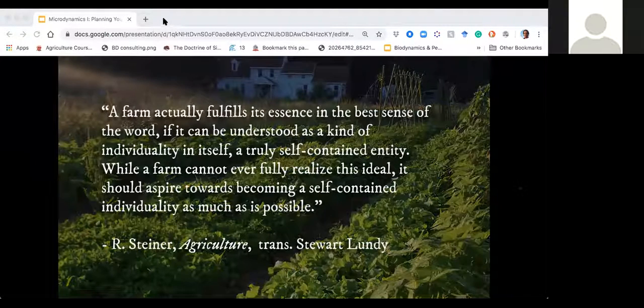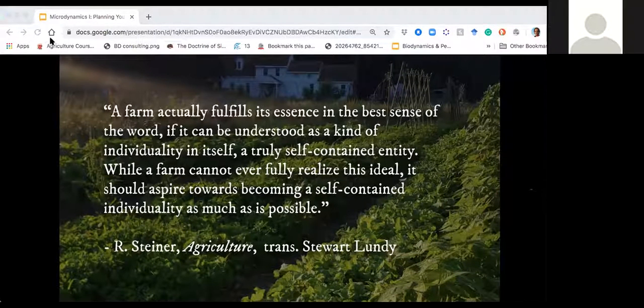I'll read this quote, and it says that the farm actually fulfills its essence in the best sense of the word if it can be understood as a kind of individuality in itself, a truly self-contained entity. While a farm cannot ever fully realize this ideal, it should aspire towards becoming a self-contained individuality as much as possible. This is one of the most frequently referenced passages from the agriculture course by Rudolf Steiner. And the idea can seem a bit muddy, but not if we think of it as almost a microclimate.